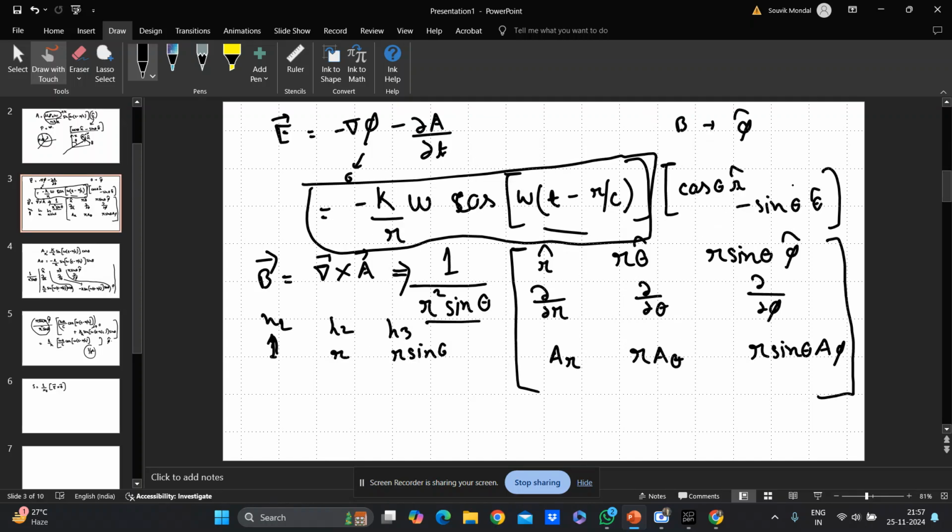So you should take contribution only from this theta hat part, because your theta hat cross phi hat will give rise to r hat. So you should take contribution only from this theta hat part, not from the r hat part.